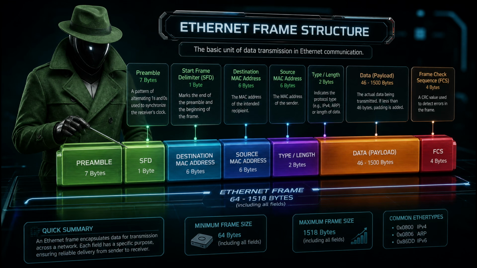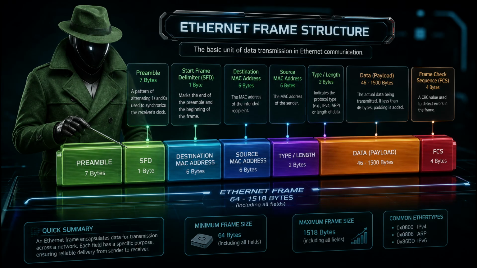Broadcast frames have destination MAC all ones. Multicast frames start with 01005E. That's the specific address. Understanding frame structure helps you read captures right. It turns raw data into meaningful insight.